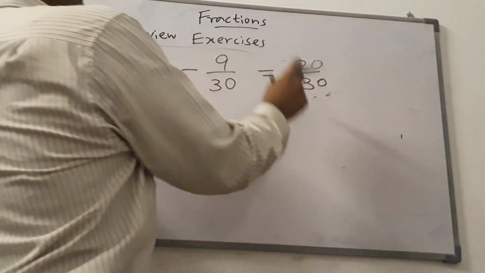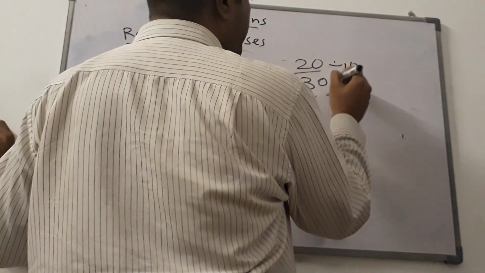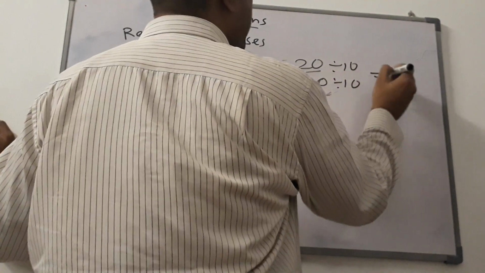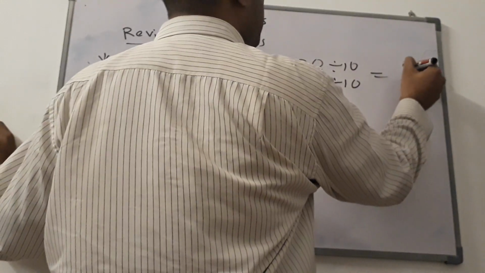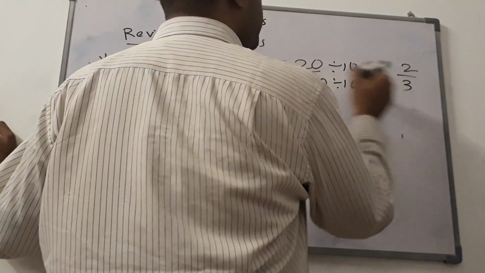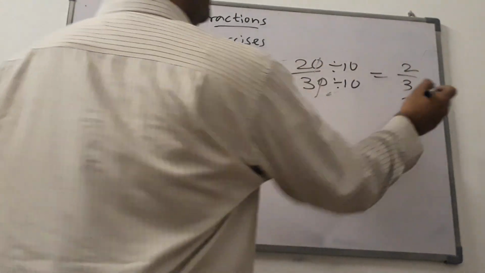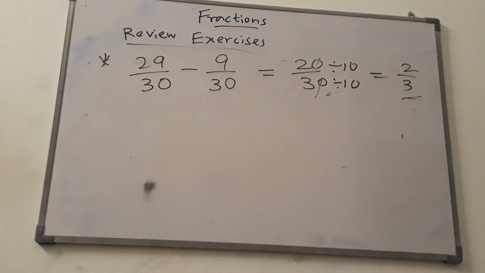20 out of 30. There are zeros after 2 and 3. So basically we can divide both by 10 to get it into their lowest term. 20 divided by 10 means 2. 30 divided by 10 means 3. So 2 over 3 is the answer.